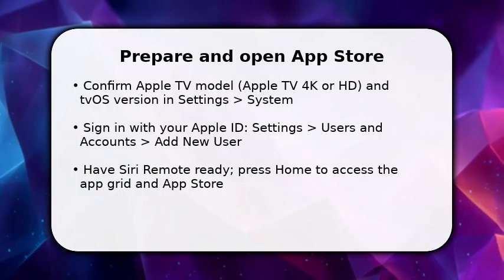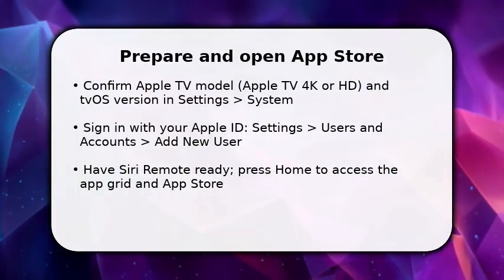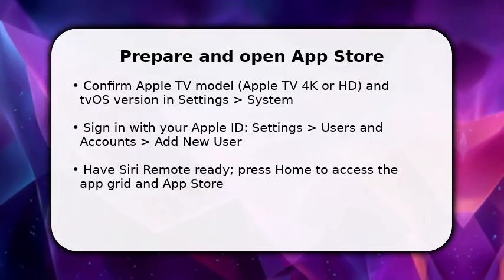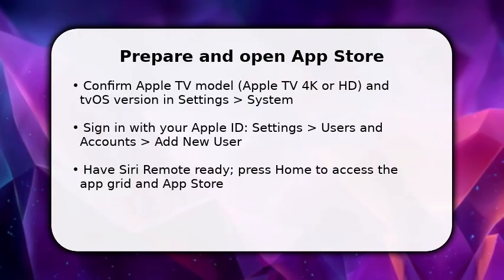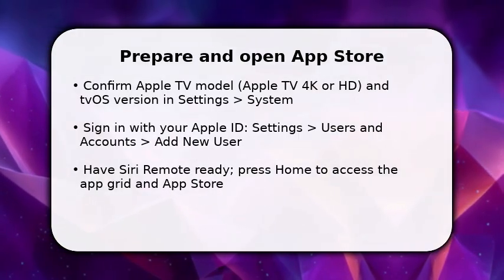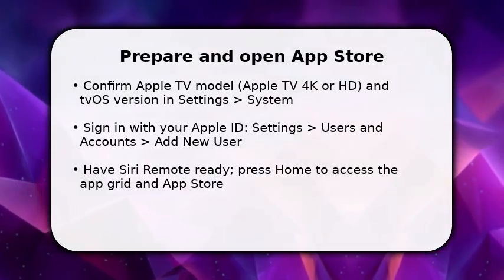You start by making sure your Apple TV is ready. Verify the model and TV OS version and confirm you're signed into your Apple ID. Once done, press the Home button on the Siri remote to get to the App Grid, then open the App Store. You do this now because the App Store is where downloads originate, no need to rearrange apps yet.